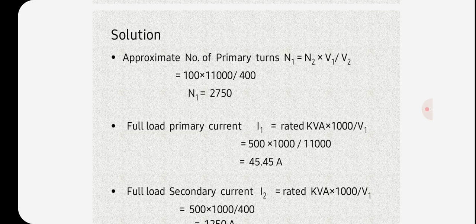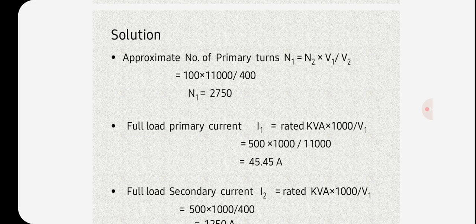Next, full load primary current I1 is equal to rated kVA into 1000 by V1. That is equal to 500 into 1000 by 11,000, which is equal to 45.45 amperes.